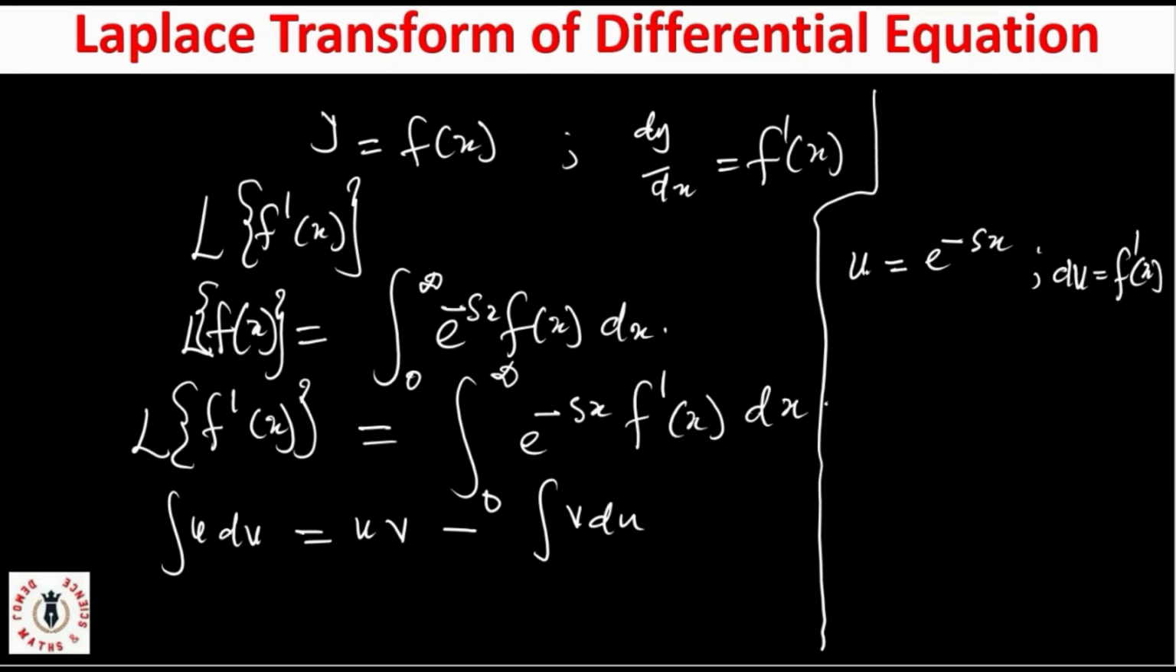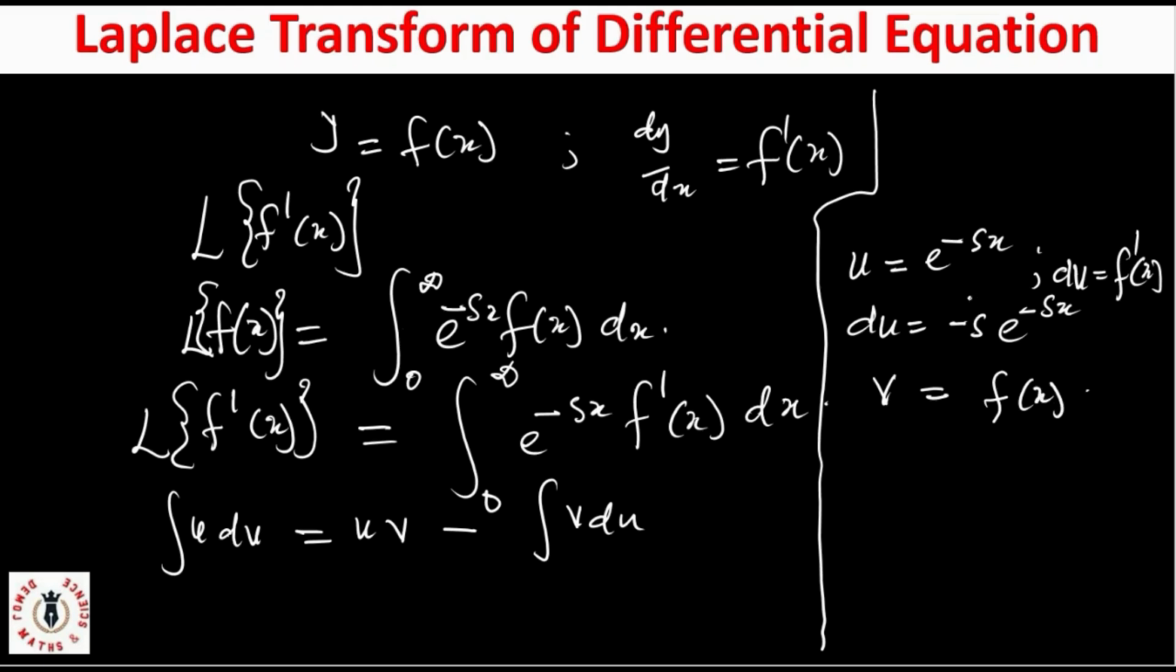And if my u is equal to e raised to power minus sx, then I'll be looking for du. My du obviously will be minus s e raised to power minus sx. While I'll now look for my v: from dv, v will be the integral of a differential, which will definitely reduce the differential order. So this will reduce that differential order to f of x.